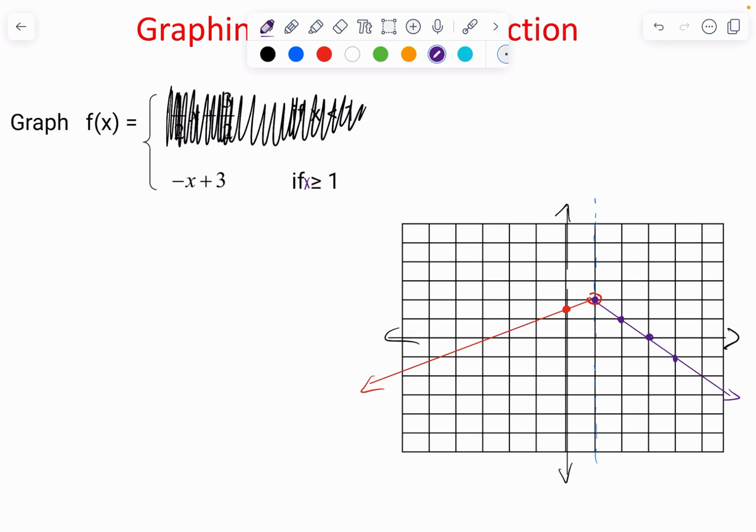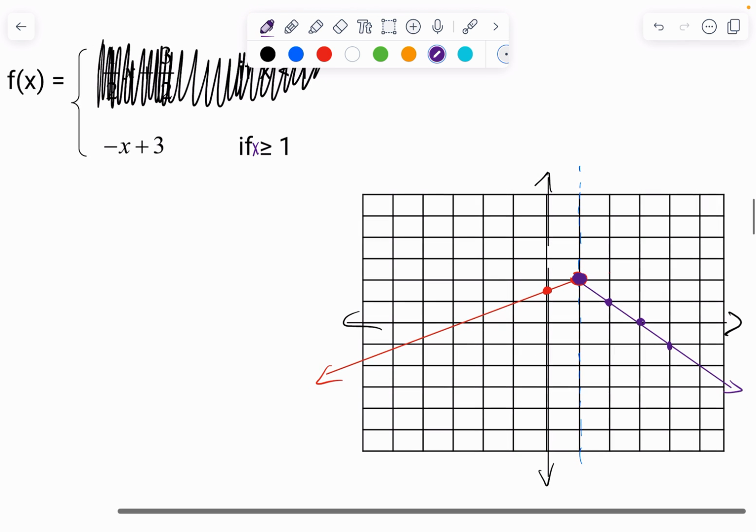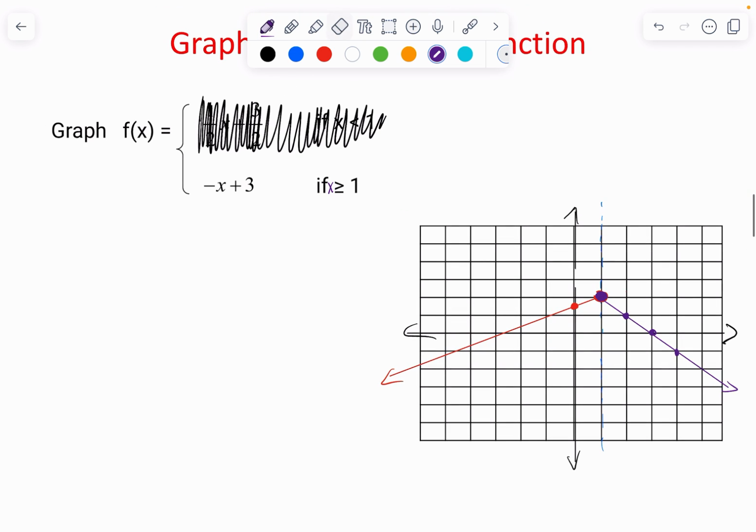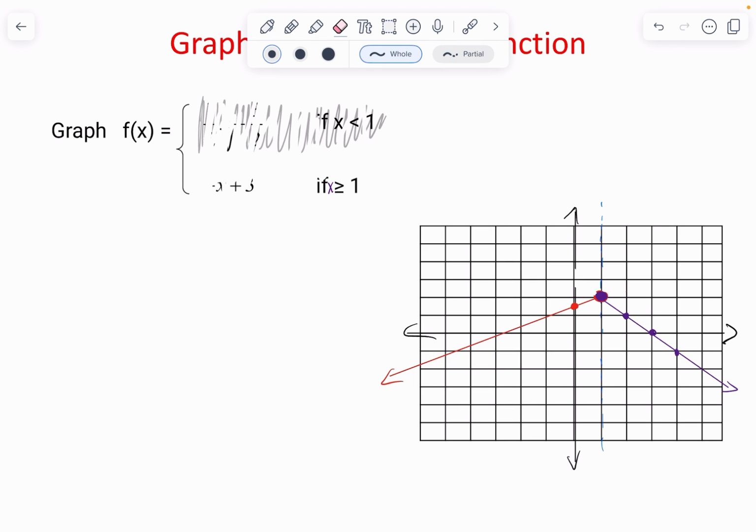And then I have to decide, is that point included at x equals 1? And 1 is equal to 1, so that means I'm just going to fill in that point there for that line, and that's what your graph would look like. So that is option 1 for what you can do to graph. I'm going to show you another method. If you like this better, you can do this instead.